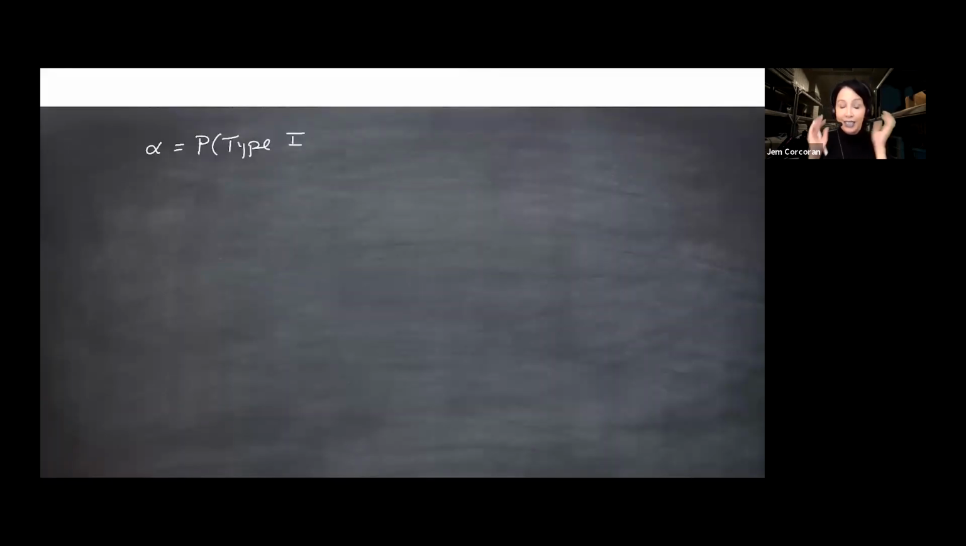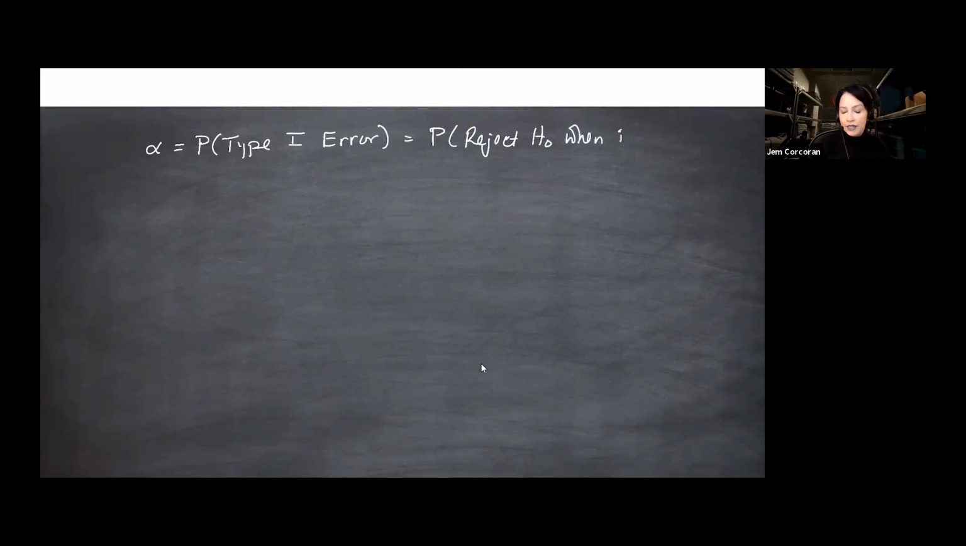Last time we defined alpha, the level of significance or size, to be the probability of what is known as a type 1 error. This is the probability you reject the null hypothesis when you shouldn't because it's true.